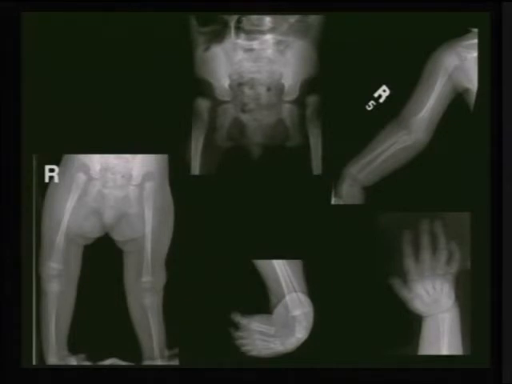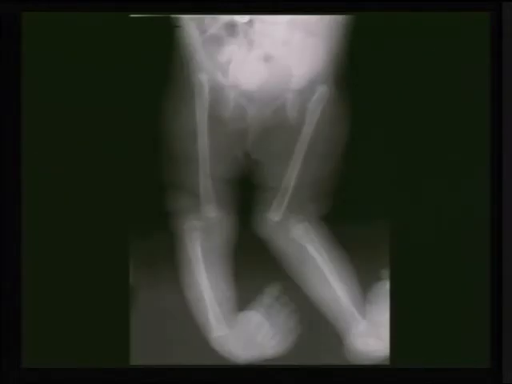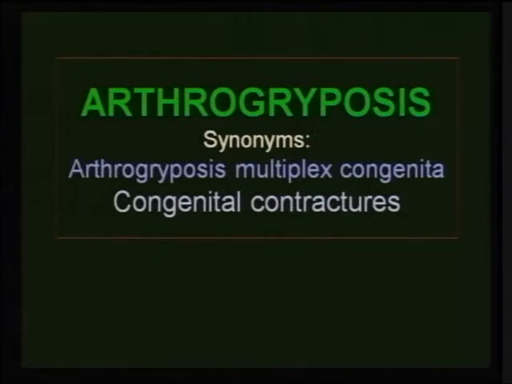If we have dislocation of multiple joints, hip joints, knee joints, ankle joints, multiple joints are dislocated, and you have very thin muscles. Most probably, you are dealing with what? Arthrogryposis.